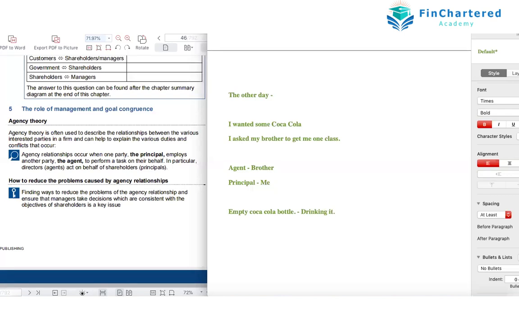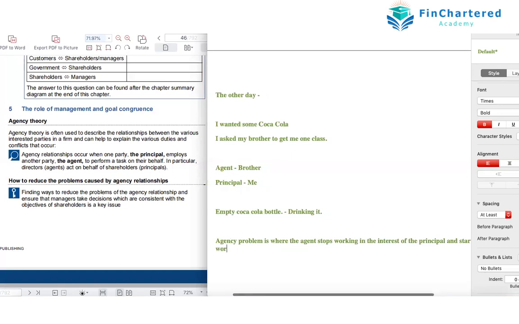So basically, he was supposed to work in my interest, correct? But when the agent stops working in the interest of the principal and starts working in his own interest, that problem is the agency problem. So the agency problem is where the agent stops working in the interest of the principal and starts working in his own interest. That problem is the agency problem.